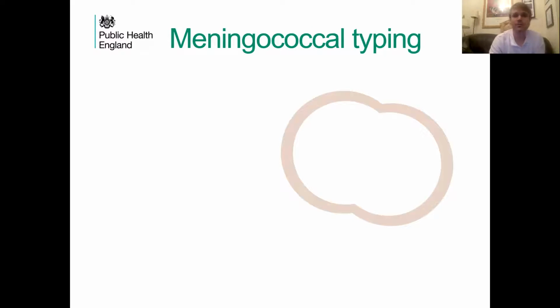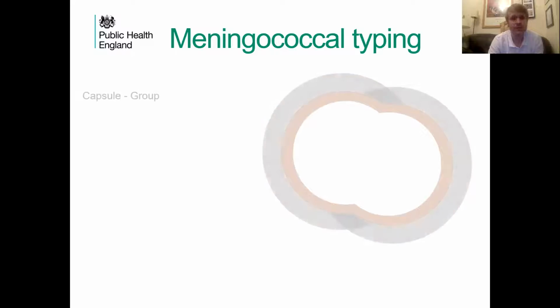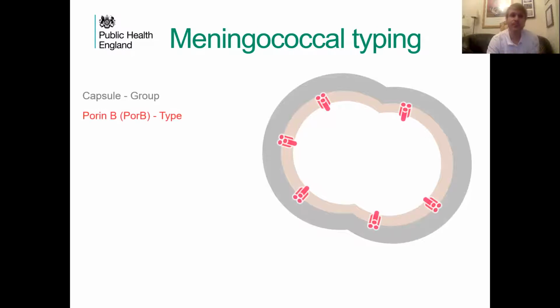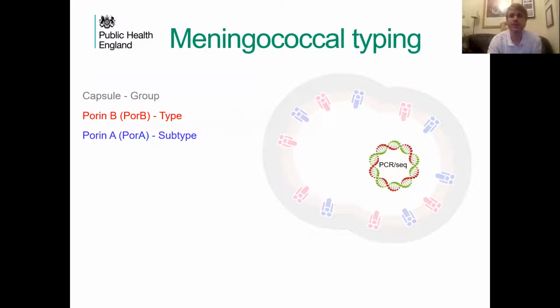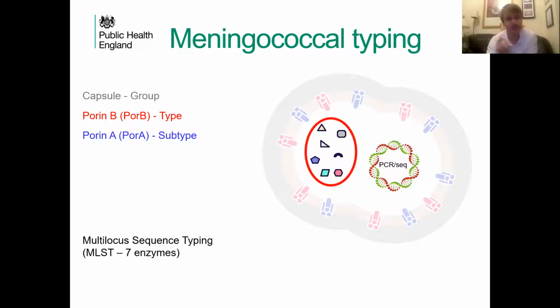Okay, so the core meningococcal typing targets, if you like, are the capsule, which gives us the group, and two outer membrane porin proteins, PorB and PorA, which give us the type and the subtype. And we still look at these in the traditional way, using specific antibodies to characterize them. But also, of course, these days we can use PCR and sequencing. And whilst these are a little bit slower, for example, in an outbreak situation, they give us much greater level of resolution.